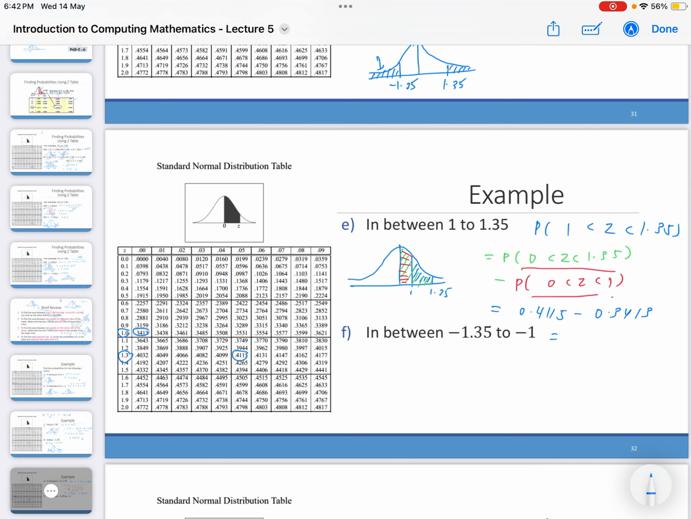So this one equals 0.0702. Okay, for F, we want to find the probability of Z between negative 1.35 and 1. So we draw the bell-shaped curve. So negative 1.35, and then this one over here will be negative 1. So we want this region. Again, we reflect this region to the positive side. So we have 1 and then we have 1.35. So we want this region, which is the same as E.